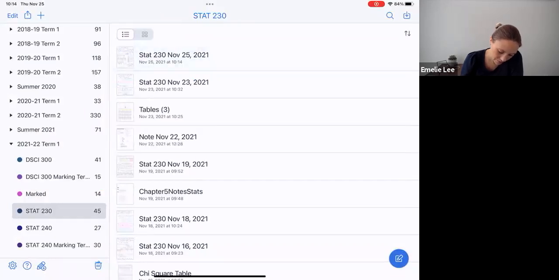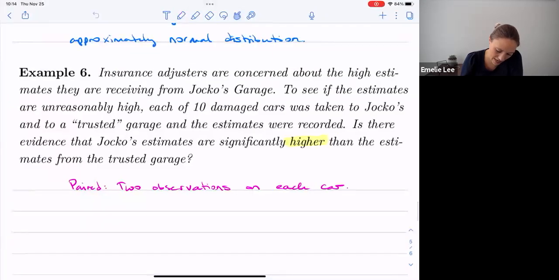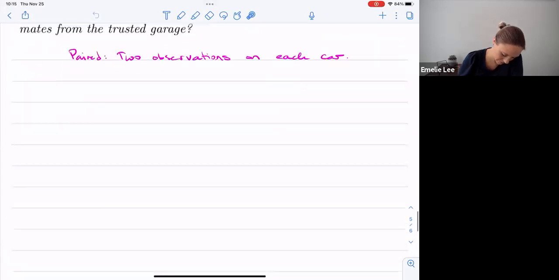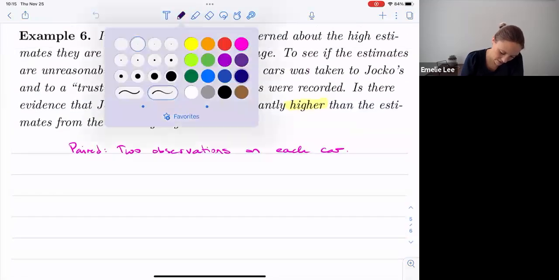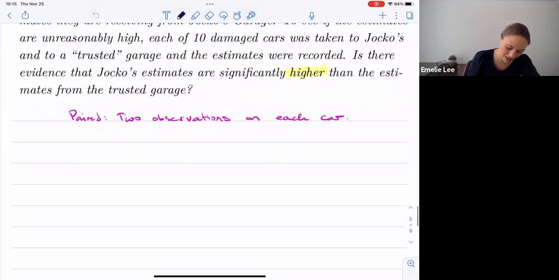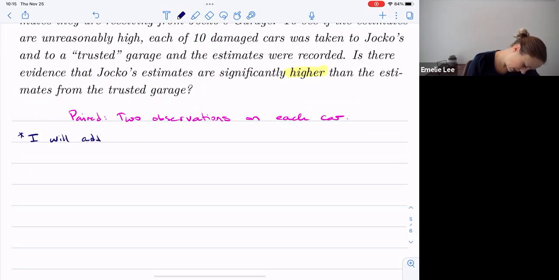Okay. What I'll do is I'll add the solutions, because it doesn't look like the solutions are in the notes. So I'll add that in here, because I have them somewhere. I will add the solutions to this one.